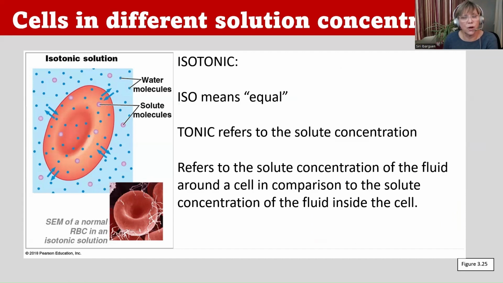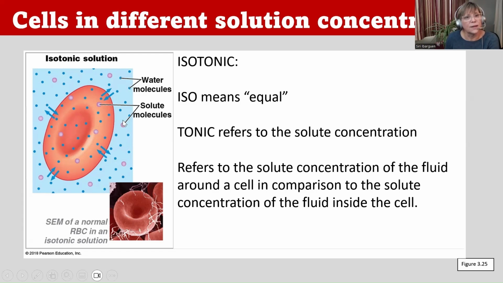First, we have isotonic. Iso means equal, like isosceles triangle. Remember that from geometry class? Iso means equal. Tonic is referring to the amount of solutes, the solute concentration. Specifically, it's the relationship between the solute concentration of the fluids that surround the cell, so here in this blue area, that solution, and the amount of solutes that are within the cell.